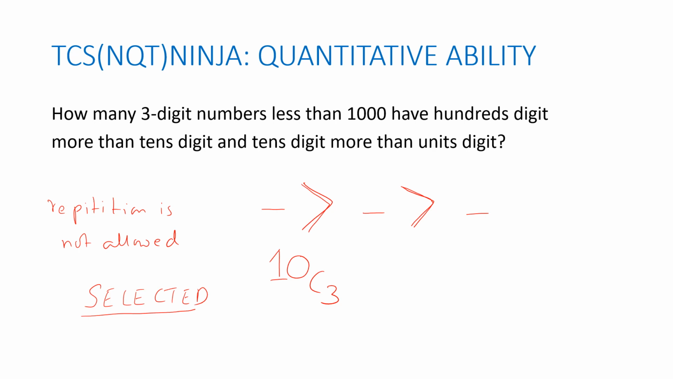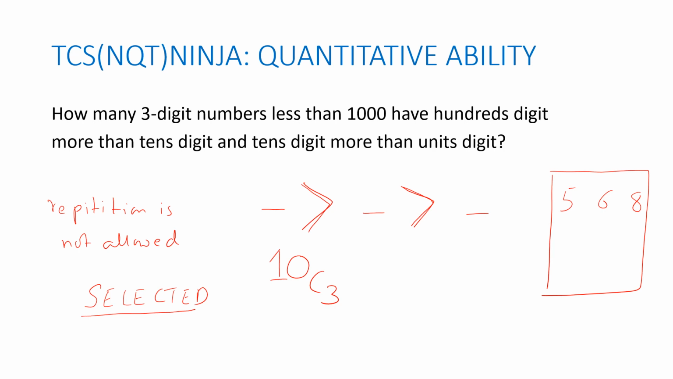Okay. Now the only concern with some of us would be, okay, we have selected 3 digits. Let's take an example. I happen to select 5, 6 and 8. But at this point of time, you would think, okay, 5, 6 and 8, but what is going to be the mechanism? How are we going to take care of this condition that hundreds digit is more than tens and tens is more than units? Because 568 left on its own will arrange in 6 ways.